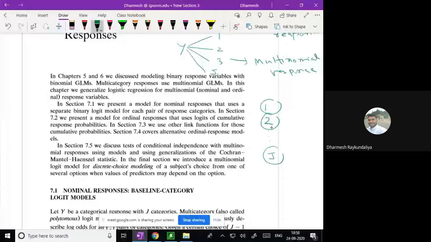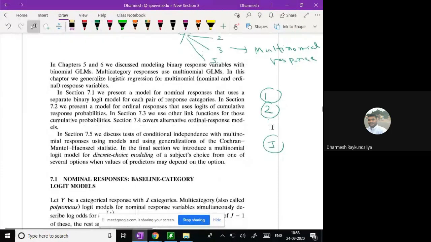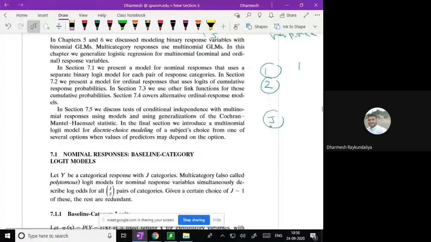So you can have the proportions. P1 is nothing but the proportion of the people who have opted for the brand 1 phone, P2 for brand 2, and PJ is the proportion of the people who have opted for brand J. And when you take the sum of these, it gives 1. That means the summation of Pj from j equal to 1 to capital J is equal to 1.